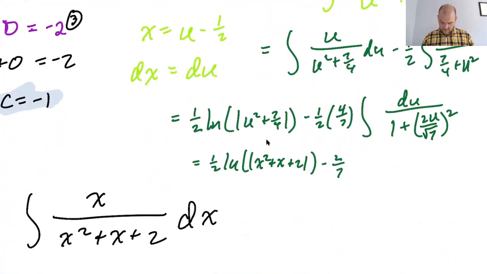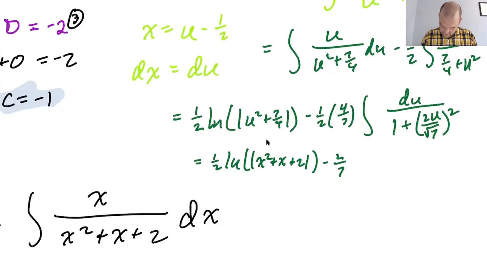This will be an arctan where w is 2u over root 7. So I need a 2 over root 7, so a root 7 over 2. So root 7 over 2, tan inverse of 2u over root 7. I'm going to put a plus c.